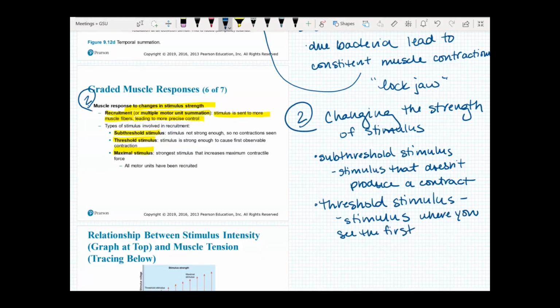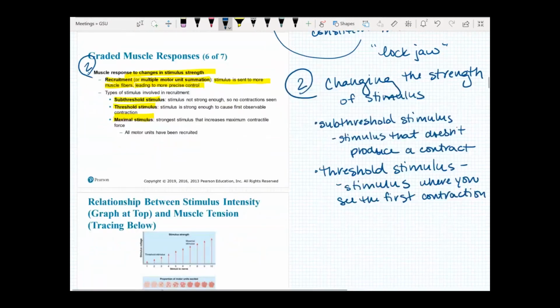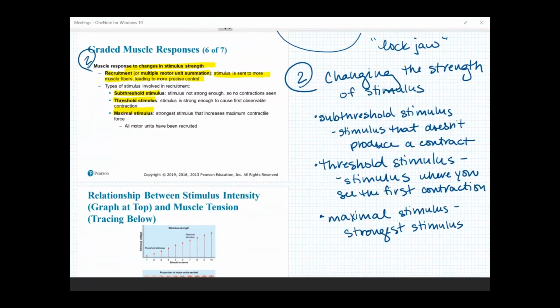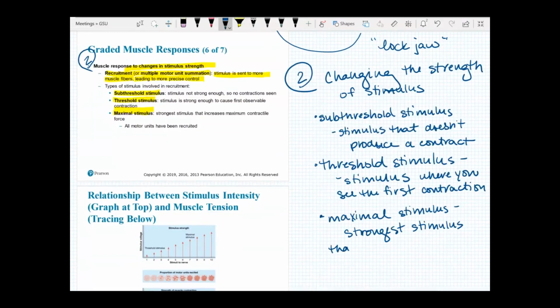So you're able to see with the naked eye the first contraction that can happen. You're starting to contract, and then you're going to hit something called a maximal stimulus. The maximal stimulus is the strongest stimulus, and if you have the strongest stimulus, you will have maximal force.